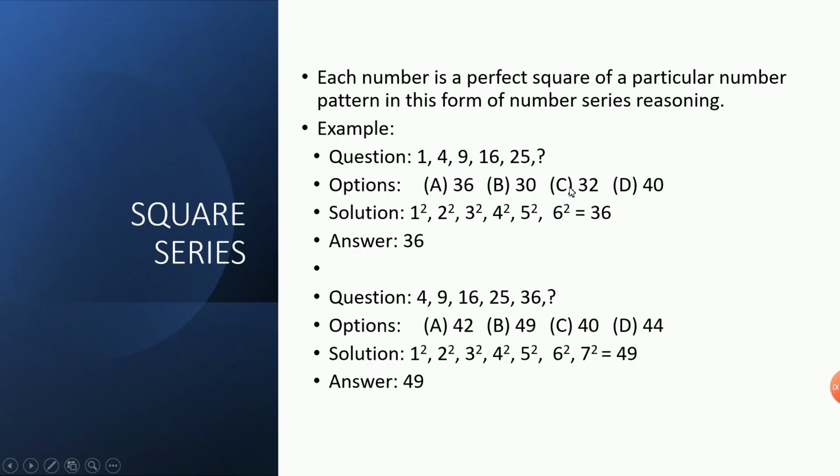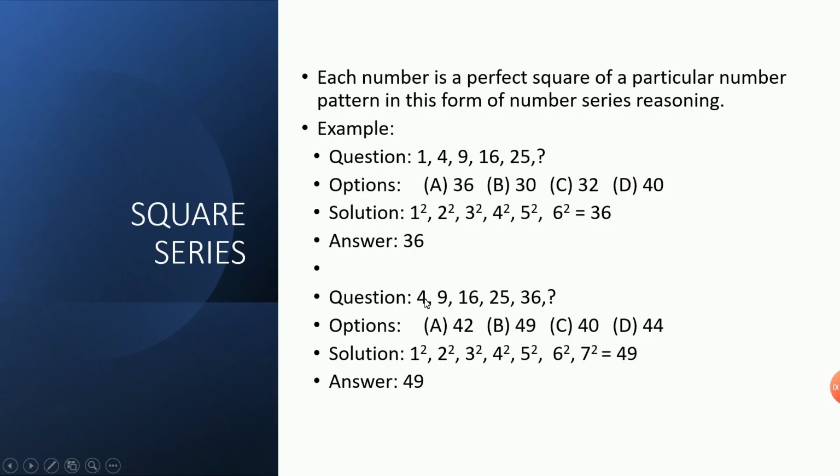So please take care and note which format it is following. Here the simple question is, please note that the first option is 1 square, then 2 square, 3 square, 4 square, 5 square. Then obviously the next one would be 6 square. 6 square is 36. So option A is the answer here.